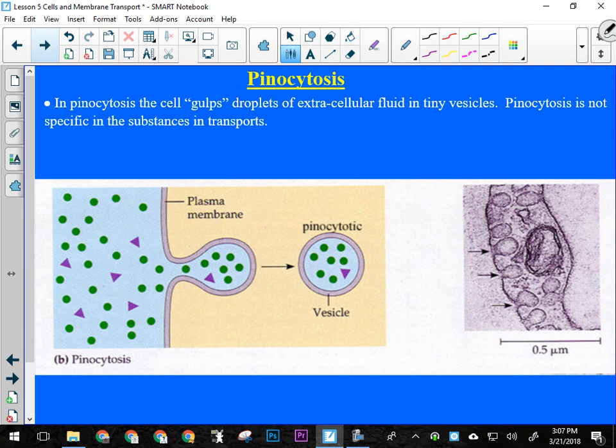For pinocytosis, like we said, it's just changing the shape of the membrane to engulf fluid. This is what it actually looks like under an electron microscope. You can see that the membrane has bent inwards and there's fluid trapped inside, and you can see the different stages of it. This one here is ready to pinch closed. This one here looks like it's just opening, and they're taking in fluid.